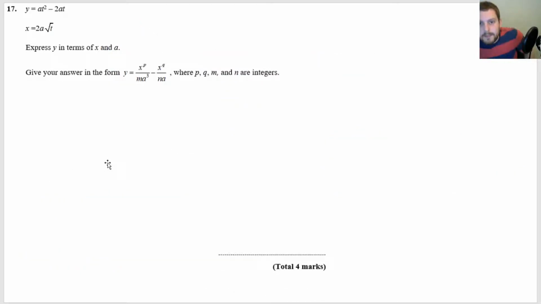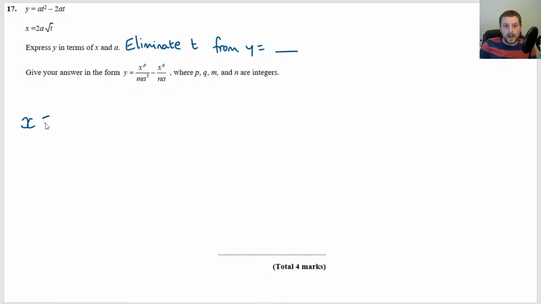Right, number 17. Y is AT squared minus 2AT. X is 2A root T. And then it says express Y in terms of X and A. So what this means is we want to eliminate T from the Y equation. So instead of T's, I need something with X's and A's. So let's start with X equals 2A root T.